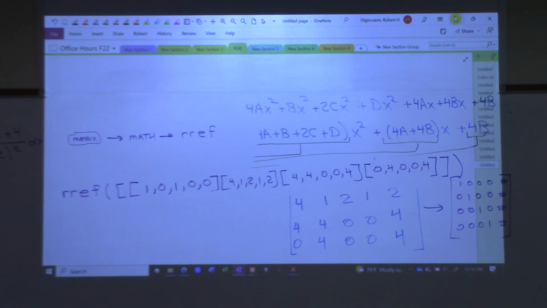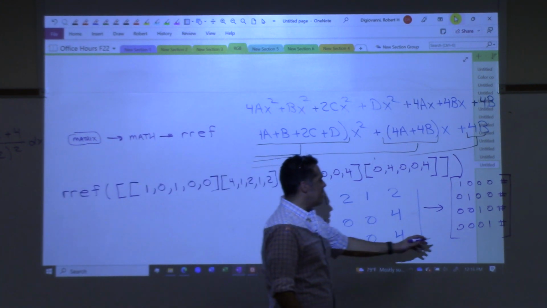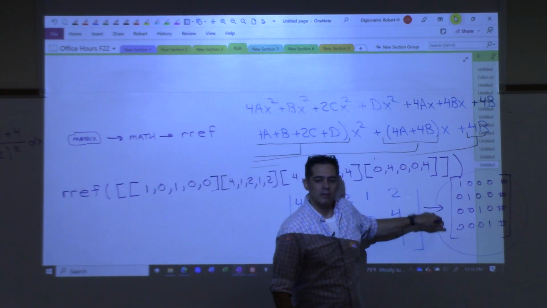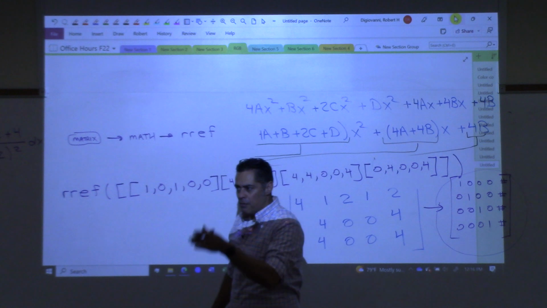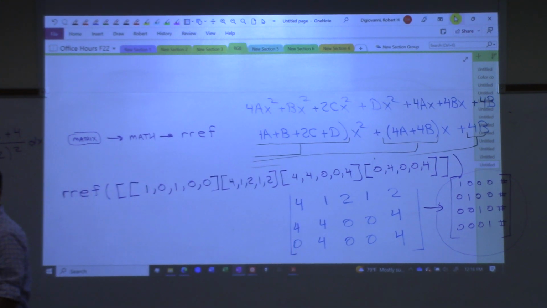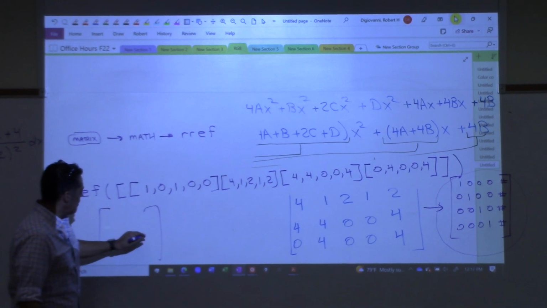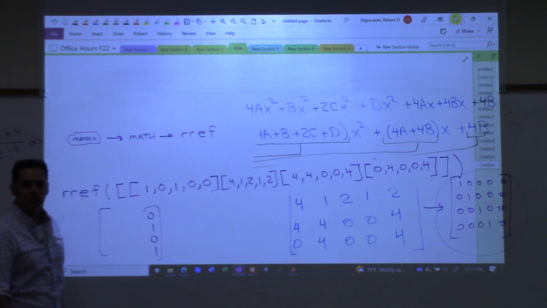And when you hit enter, it should spit out something like this. And you should be able to look down the right-hand side and see your answers. Do y'all see them? What are they? 0, 1, 0, 1. What do you get? 0, 1, 0, 1.